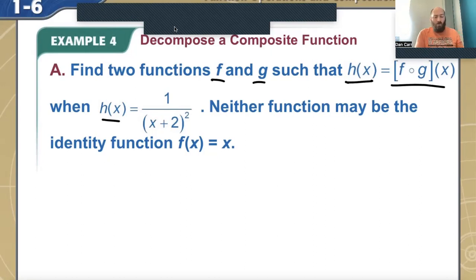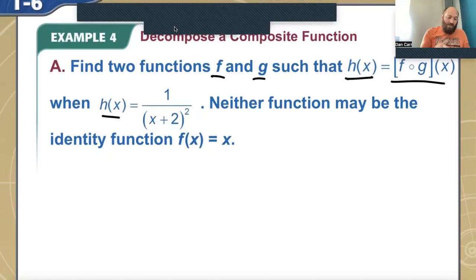There's probably a couple of ways we can do this. I'm going to look at what I think is the easiest thing to do. First thing I notice is this is a reciprocal function, and this looks like it is inside that one. So for my f of x function, I'm going to make that 1 over x. Now the question is, how do I make this denominator look like this? That's what the g of x function needs to be.